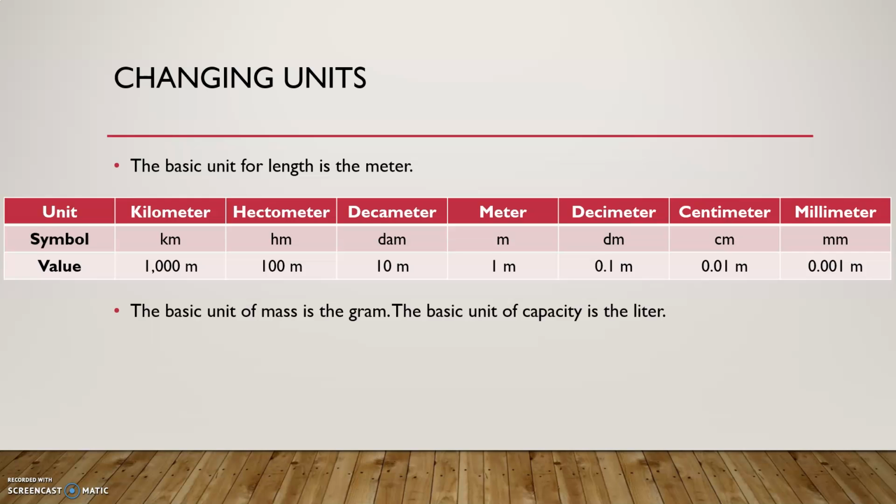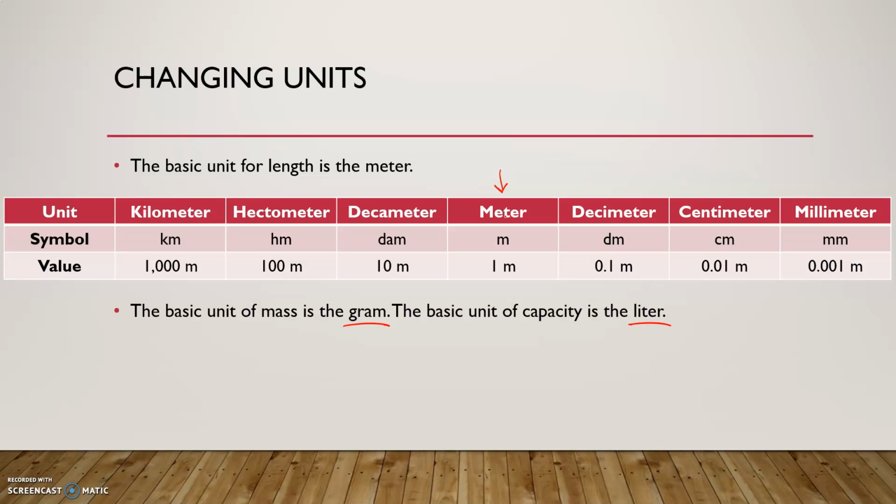So here's a chart that we're going to use for converting between different units of measure. And so the basic unit for length is the meter, and you can see that here in the center. It's kind of like saying that we start here in the middle, and then we can get smaller or get bigger. And then the basic unit of mass is the gram, and the basic unit of capacity is the liter. So you can replace these for meter.